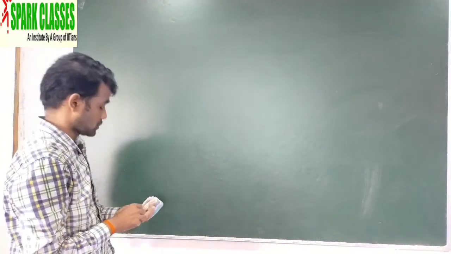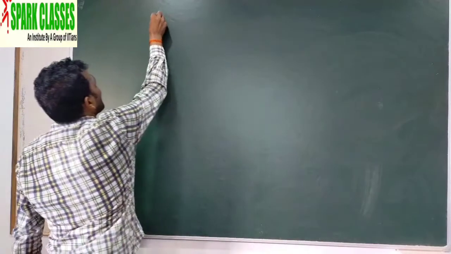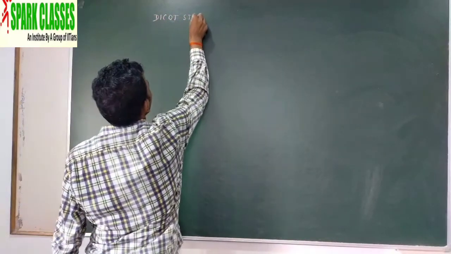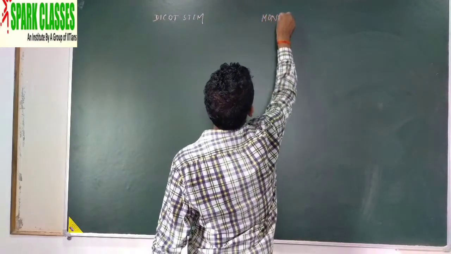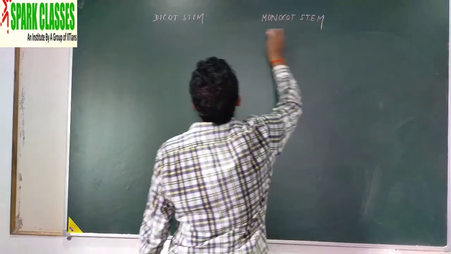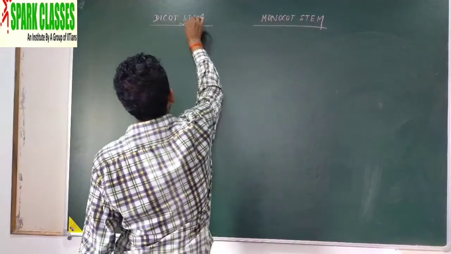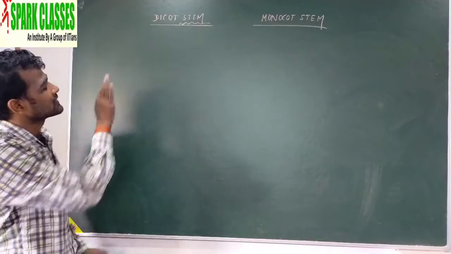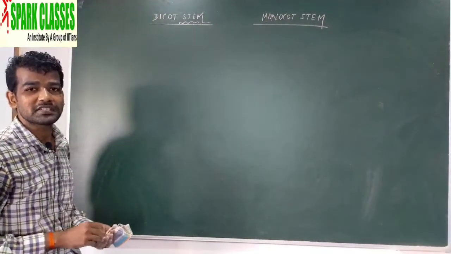What concept is used? Now we'll discuss the anatomy of dicot stem and compare it with monocot stem. Dicot stem, another is monocot stem. Already I had told you in the last class about the anatomy of dicot stem. No need to explain again. Only I will describe in short here. But the main thing we will discuss is the monocot stem.